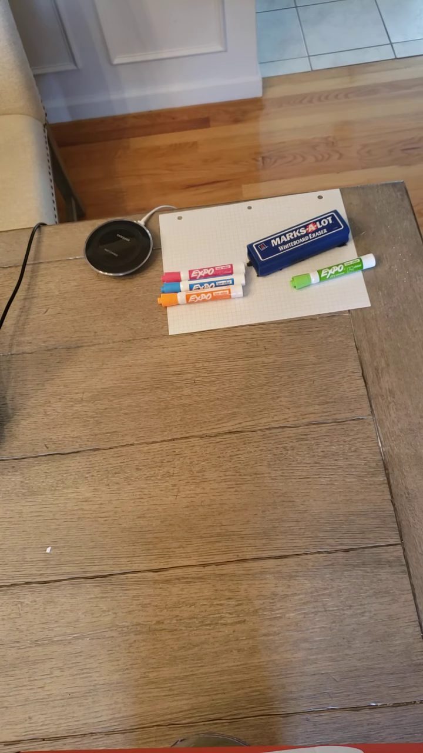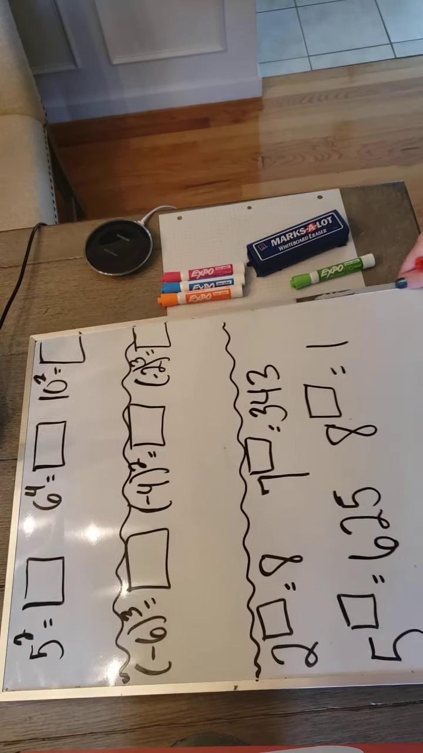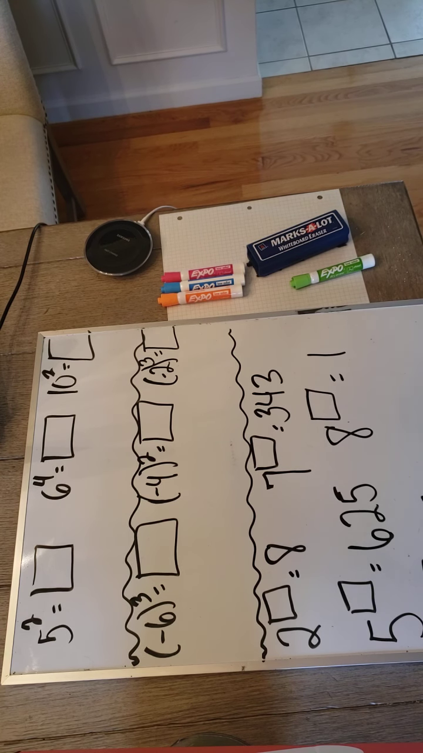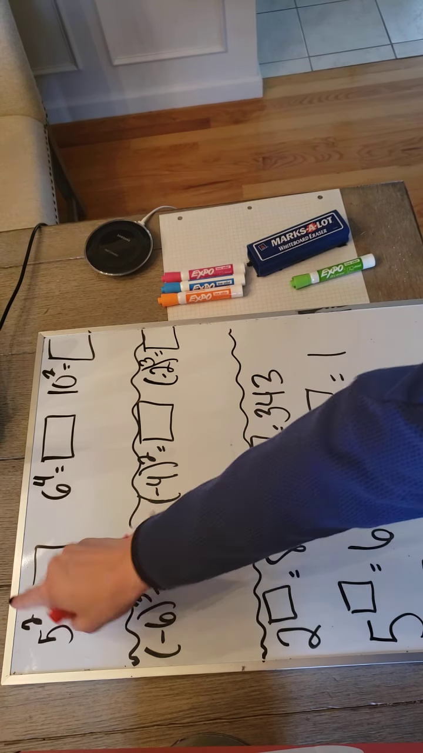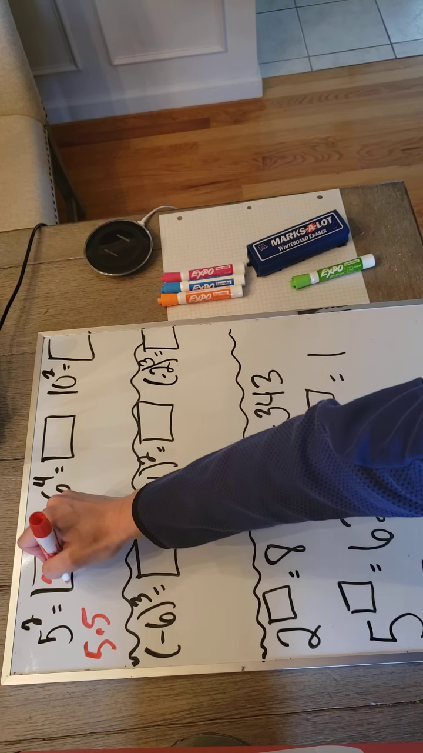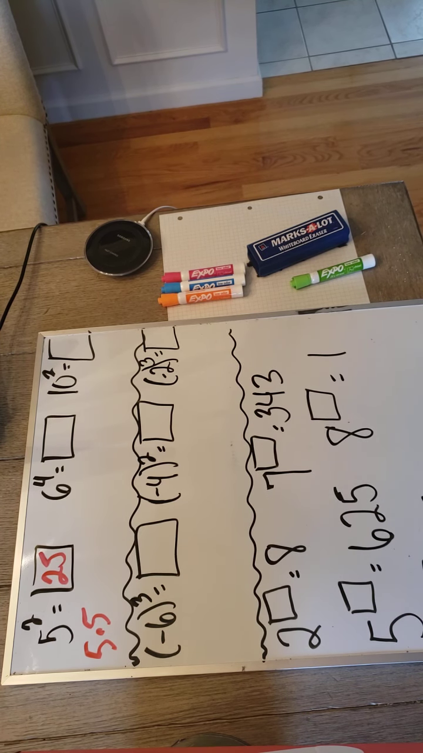All right, last but not least. This is just how it's going to pop up in IXL. So I want to make sure you are good to go. Obviously, 5 squared, 5 times 5. It is not 5 times 2. So your answer is 25.